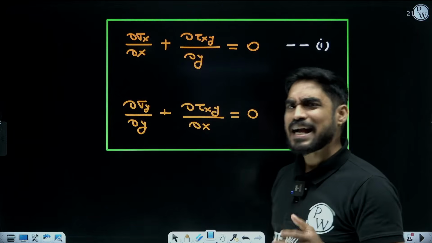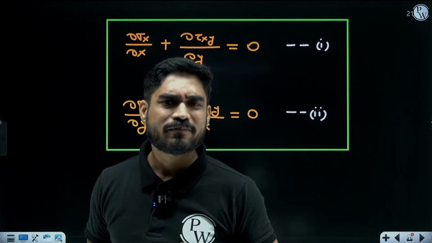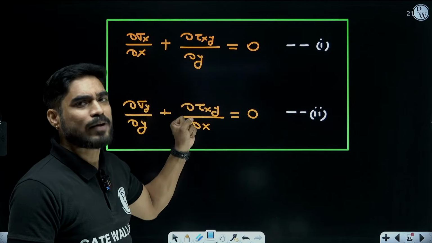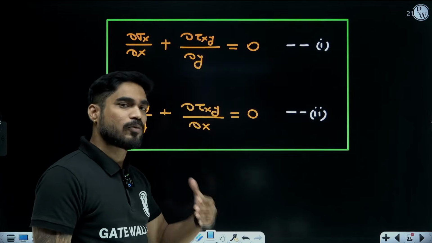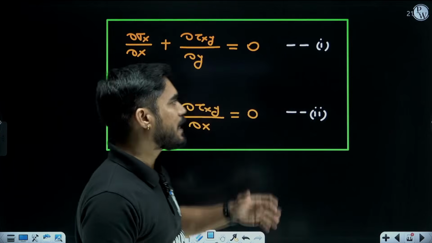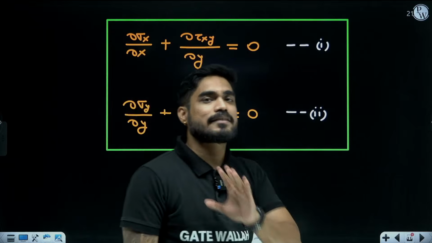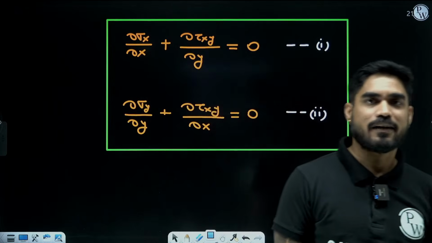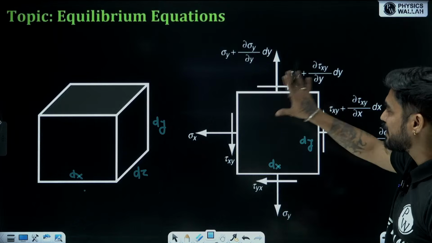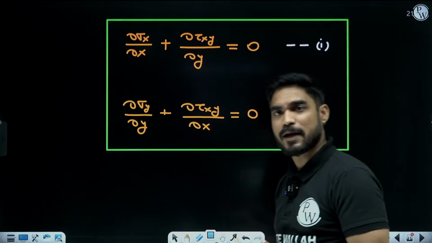But sir, why are we deriving these equations? What is the significance of them? We are not going to put the values of sigma x, sigma y, tau xy, na? Usually we calculate stresses like 100 megapascal, 200 megapascal, so we can't put them here. So why are we deriving this equation? You will understand the significance of this later. Right now, I hope you have understood how we are getting these equilibrium equations.